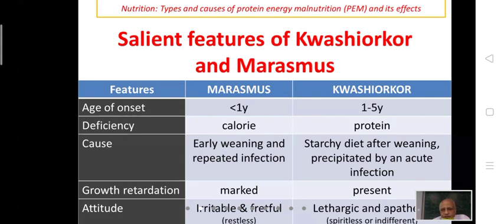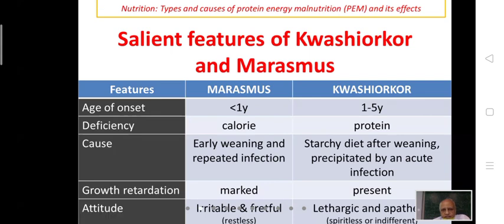Remember, meaning that when the next child is born, the first child becomes sick. So naturally, there's a difference of about 1 to 5 years between the two. And the onset is, of course, therefore later in kwashiorkor disease. The deficiency in marasmus is of calories, and in kwashiorkor it is a deficiency of protein.